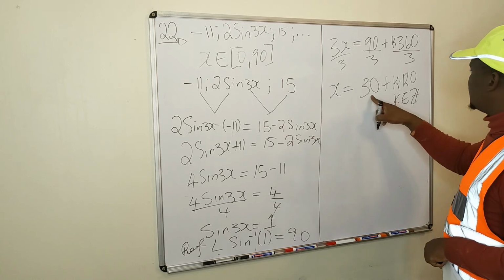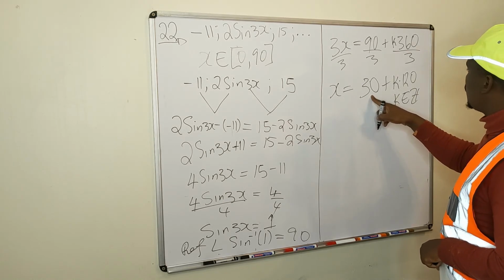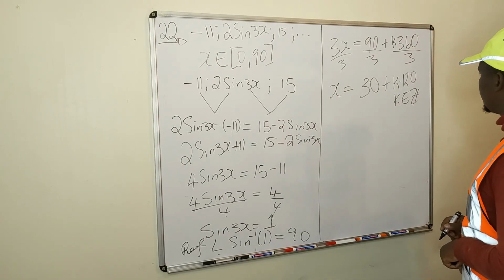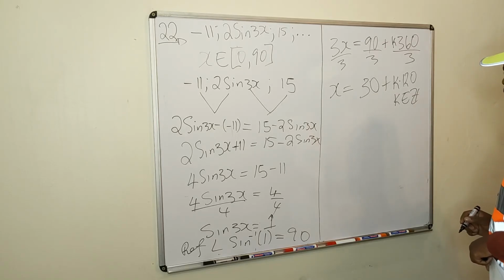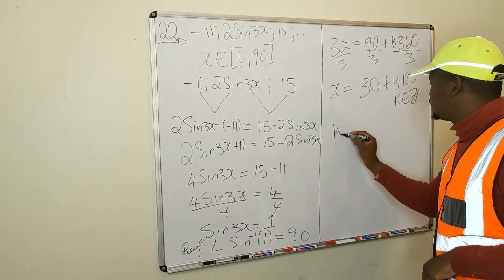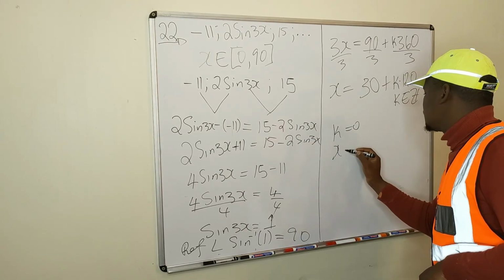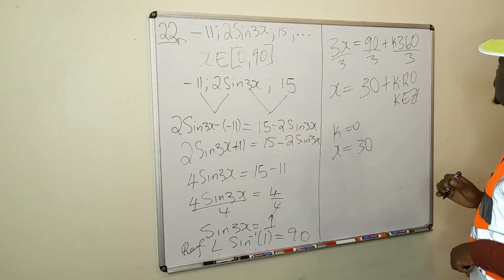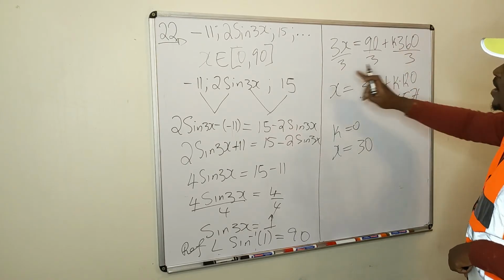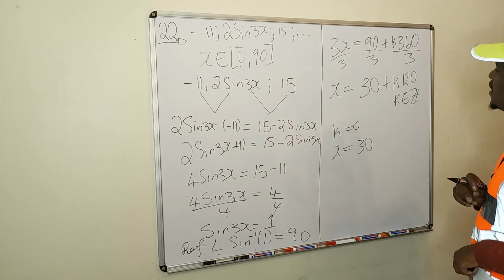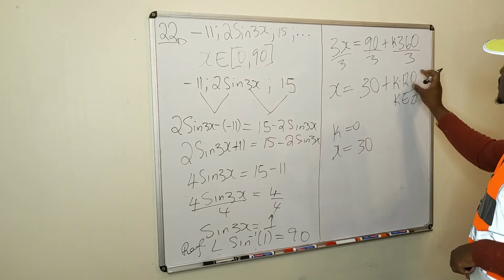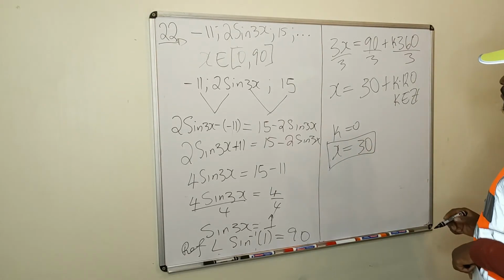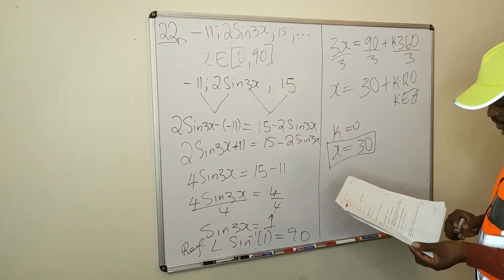Now let's find the values that will satisfy that condition. If our k is 0, then x is equal to 30 degrees. If our k is 1, this thing is 150, it's above, so it's not in that interval. If k is minus 1, it's negative, so it's also outside our interval. So our x should be 30, and I think we're done with this question.